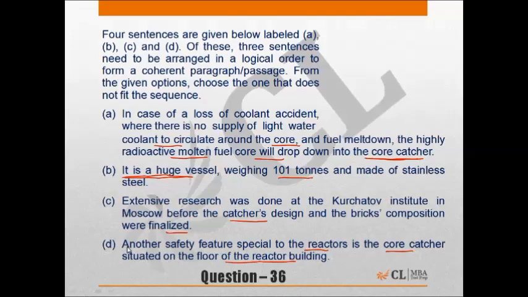Look at statements D and A. Statement D starts by saying another safety feature special to reactors is the core catcher situated on the floor of the reactor building. It is a huge vessel containing 101 tons. D and B are connected definitely. Similarly, when we look at A, in case of loss of coolant, etc., coolant circulate, the highly reactive molten core drops into the core catcher. Again, the core catcher is in the floor of the reactor building. So D, A actually seem to be connected. D, A, B is the combination which makes sense.